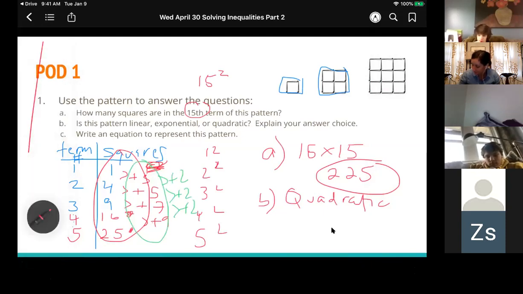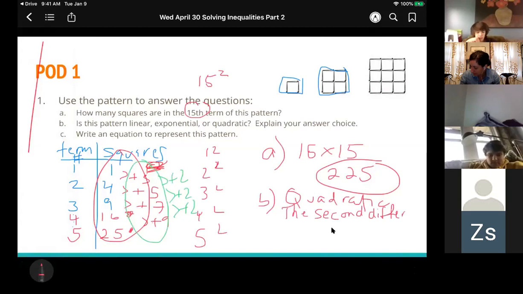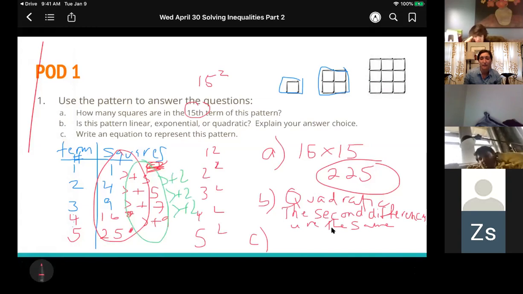All right. The second differences are the same, which is an indication that we have a quadratic pattern. All right, and last one, the equation. If I am doing the term number times itself every time, term number times itself is n squared.